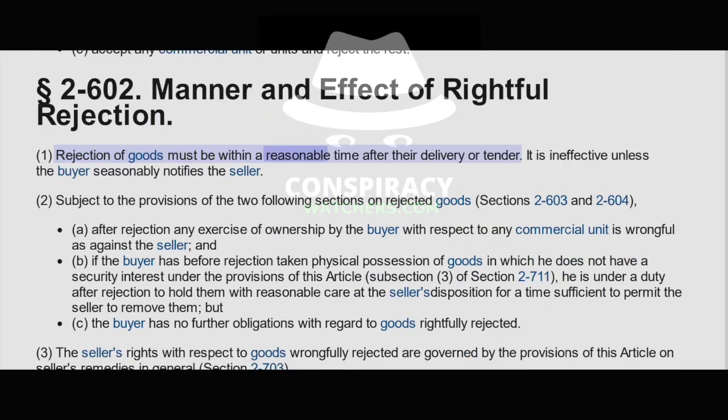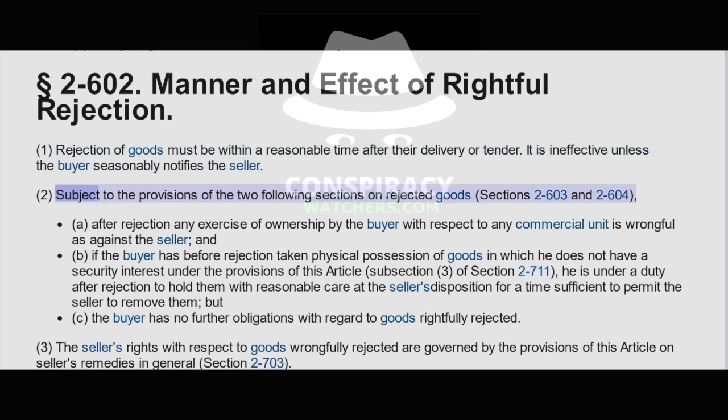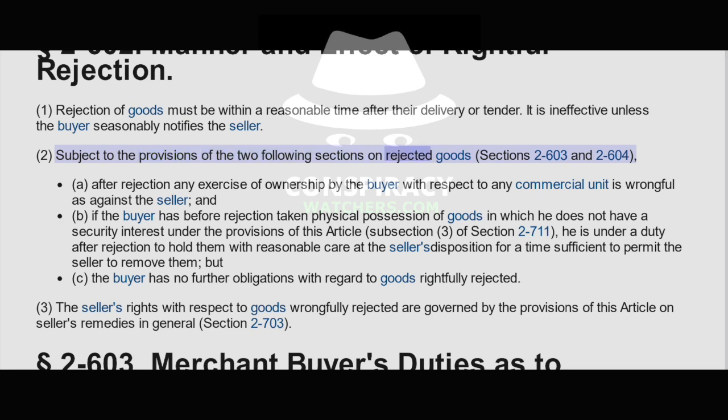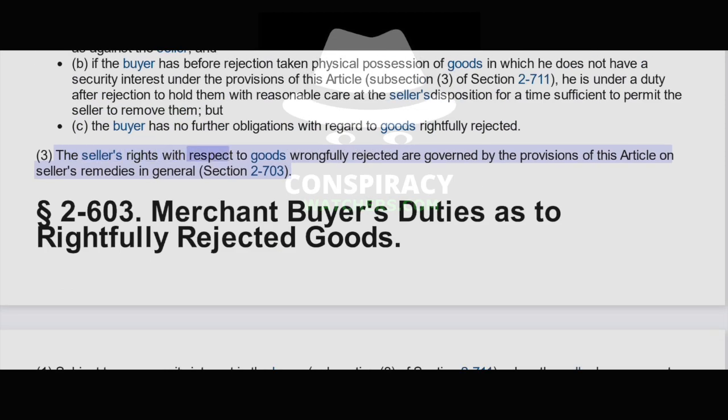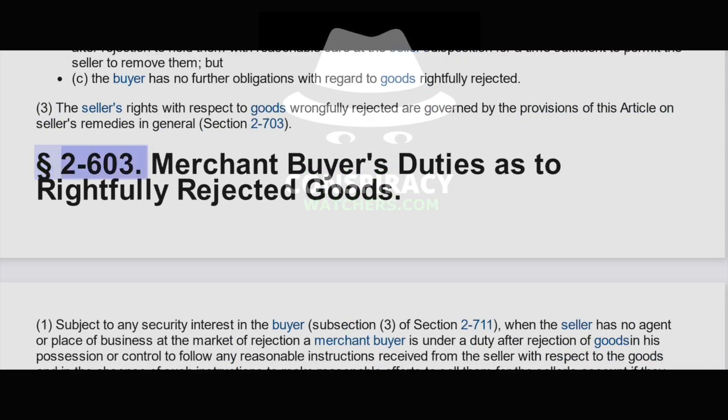Rejection of goods must be within a reasonable time after their delivery or tender. It is ineffective unless the buyer seasonably notifies the seller. Subject to the provisions of the two following sections on rejected goods, after rejection, any exercise of ownership by the buyer with respect to any commercial unit is wrongful as against the seller, and if the buyer has before rejection taken physical possession of goods in which he does not have a security interest under the provisions of this article, he is under a duty after rejection to hold them with reasonable care at the seller's disposition for a time sufficient to permit the seller to remove them, but the buyer has no further obligations with regard to goods rightfully rejected. The seller's rights with respect to goods wrongfully rejected are governed by the provisions of this article on seller's remedies in general. Section 2-603.